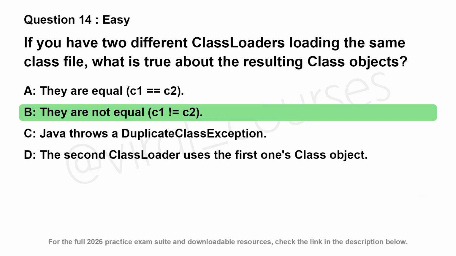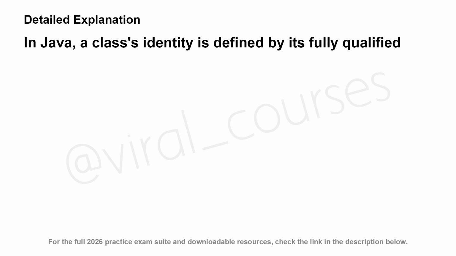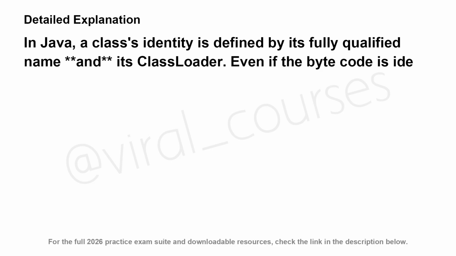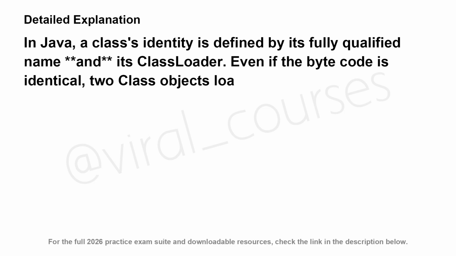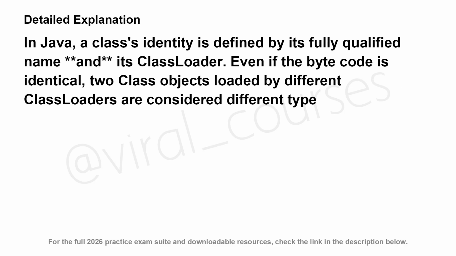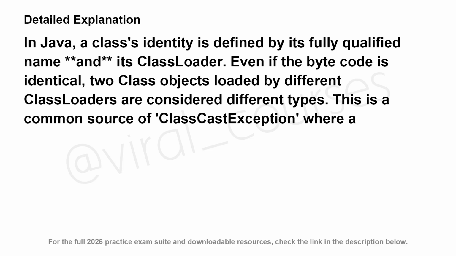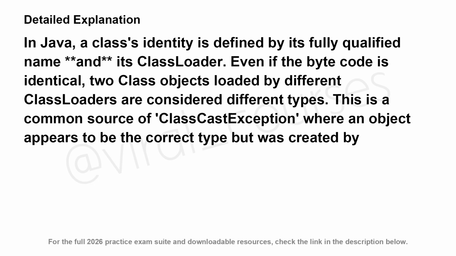The correct answer is B. In Java, a class's identity is defined by its fully qualified name and its class loader. Even if the bytecode is identical, two class objects loaded by different class loaders are considered different types. This is a common source of ClassCastException, where an object appears to be the correct type but was created by a different class loader.